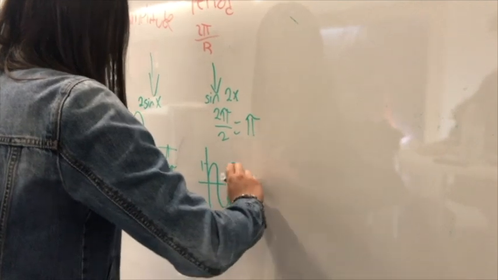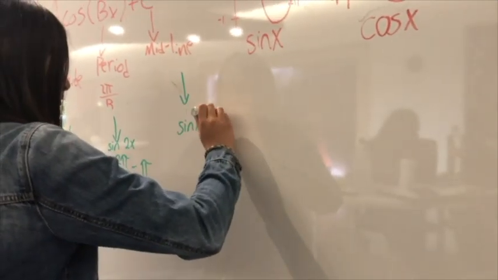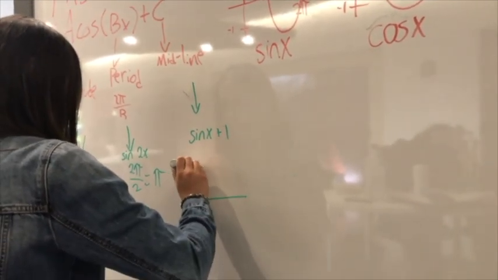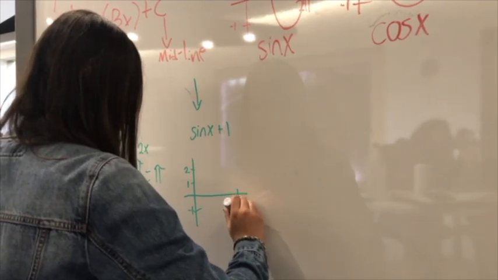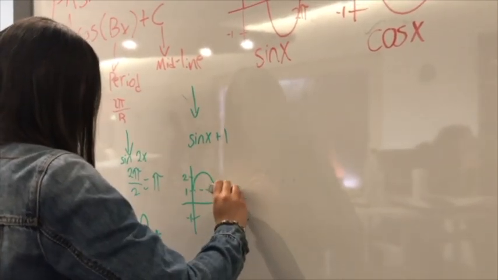Finally, an example of a change in the midline is y equals sine of x plus 1. This transformation makes the midline be at 1 instead of being at 0, so the graph would go a value up. It could also go down if c is negative. With this transformation the range changes.